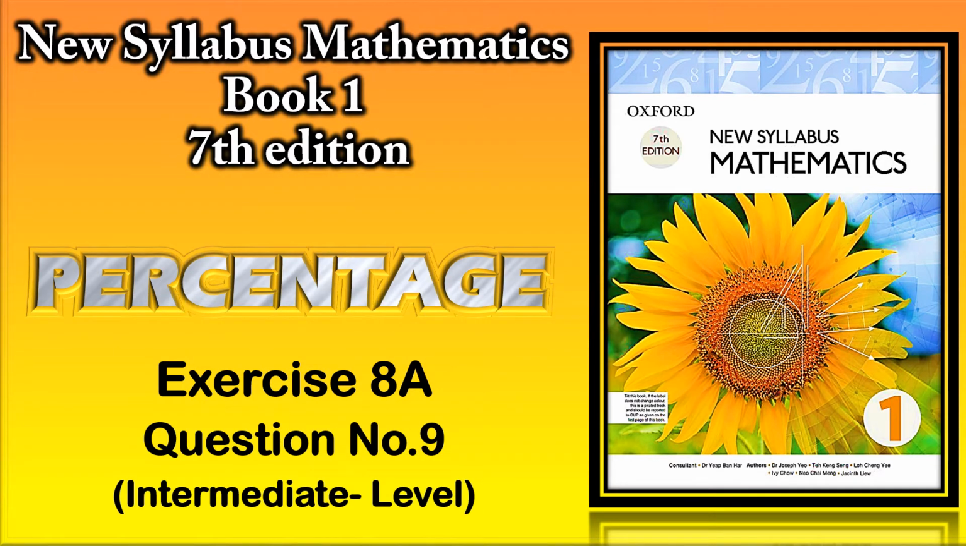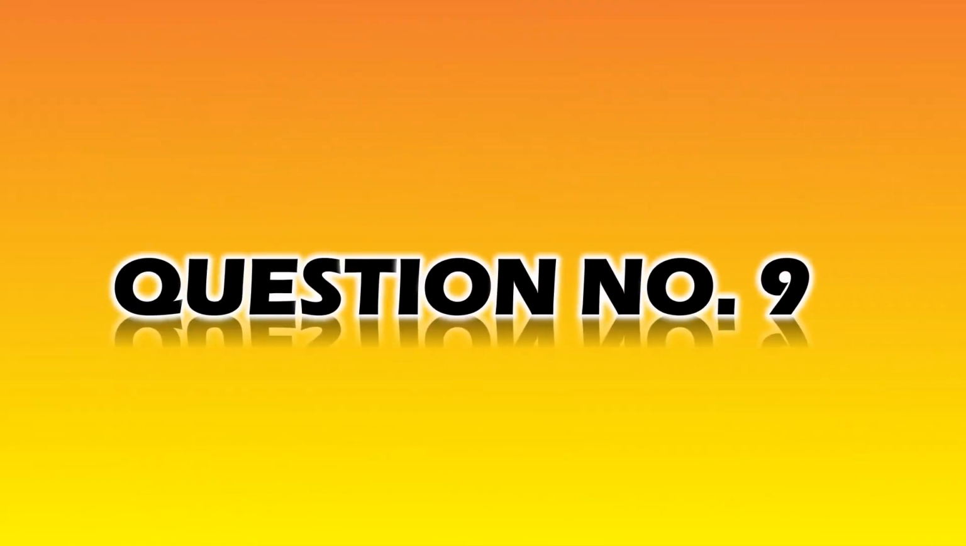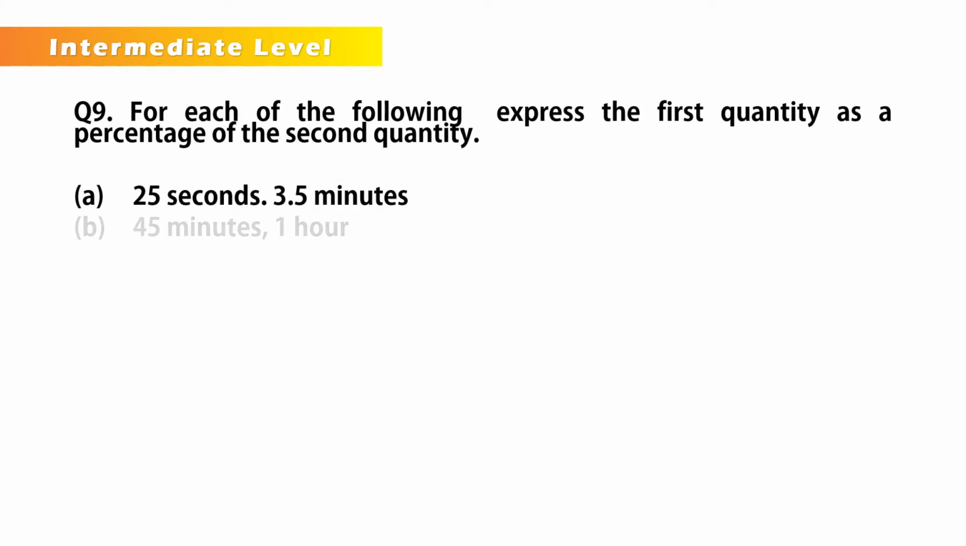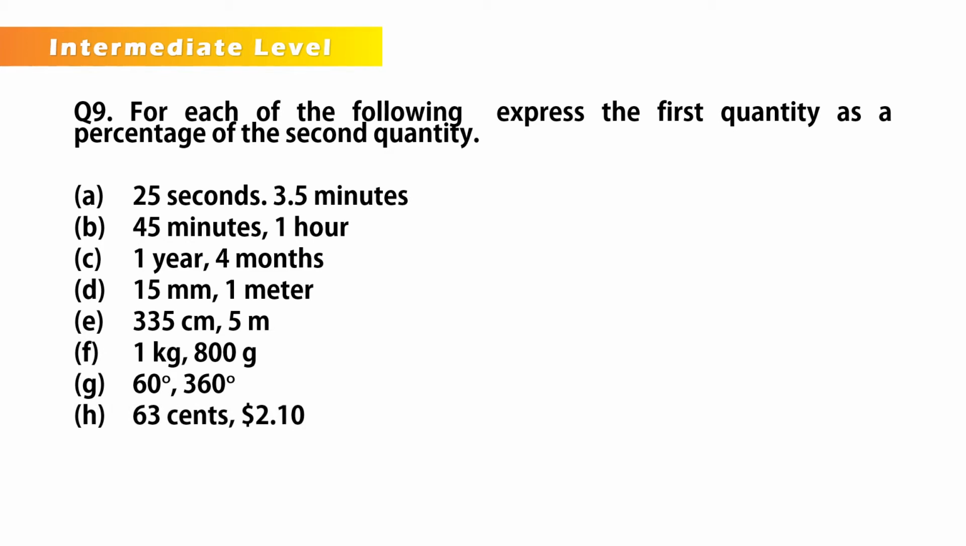New Syllabus Mathematics Book 1, 7th edition, Chapter 8, Percentage, Exercise 8A, Question number 9, Intermediate level. Question number 9. For each of the following, express the first quantity as a percentage of the second quantity.